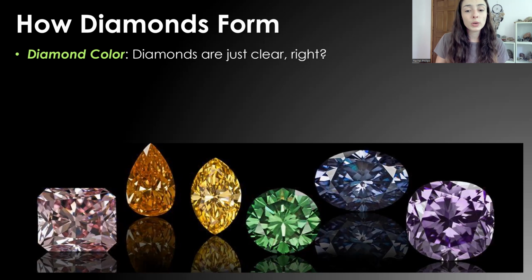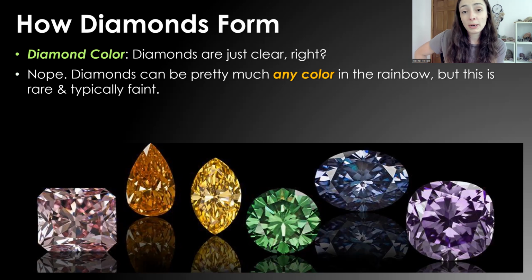I do really quick, before moving on to the next gemstone, want to talk about diamond color, because I was under the impression that most diamonds were clear and any type of faint color might be due to impurities, but that's not always the case. Diamonds can be pretty much apparently any color in the rainbow, but this is rare and typically faint.